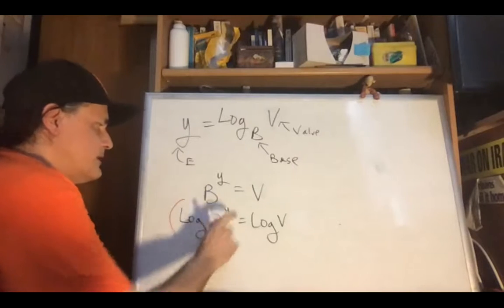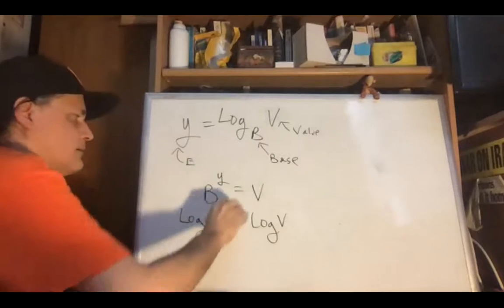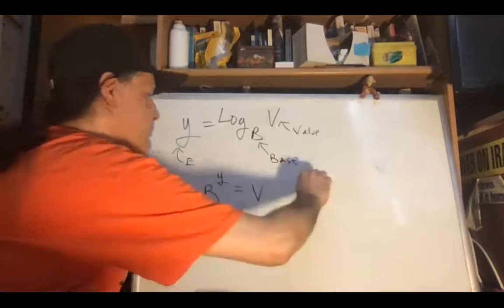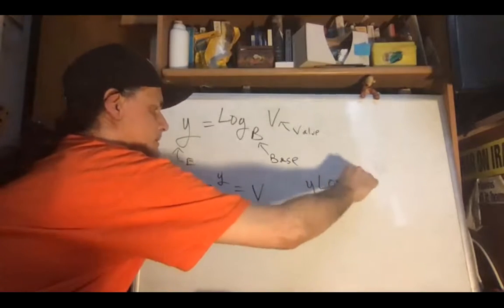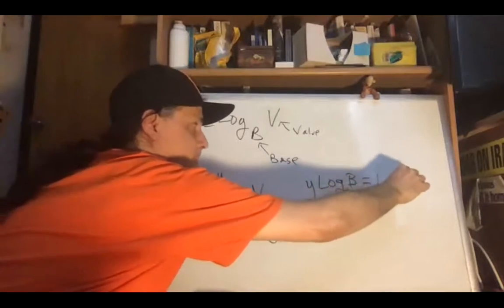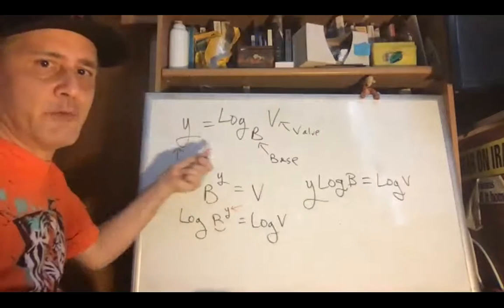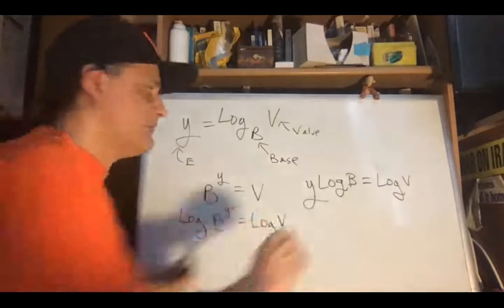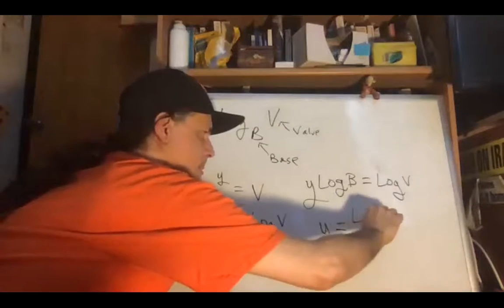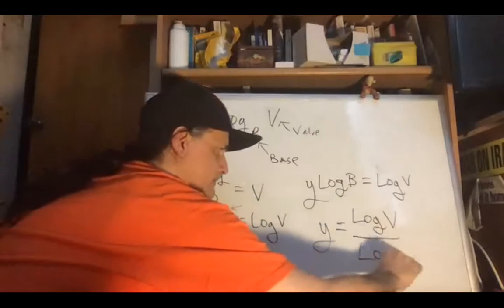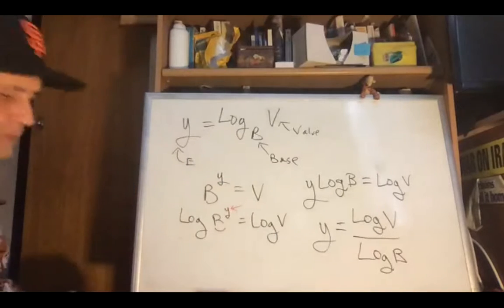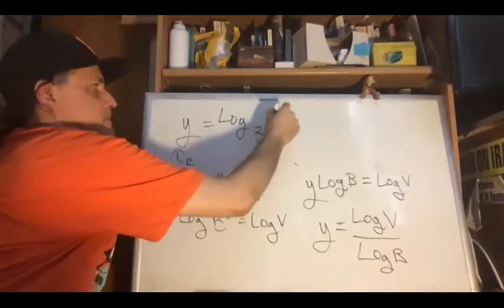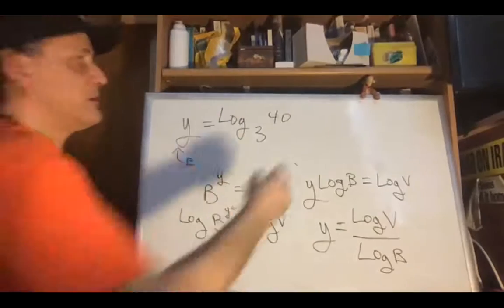Oh my God, I should have done that. And that's because that's a power. So this becomes y log b equals log of the value. And now we have a way to find this y, because notice you're just dividing. So if we wanted to find y, just take the log of the value divided by the log of the base.